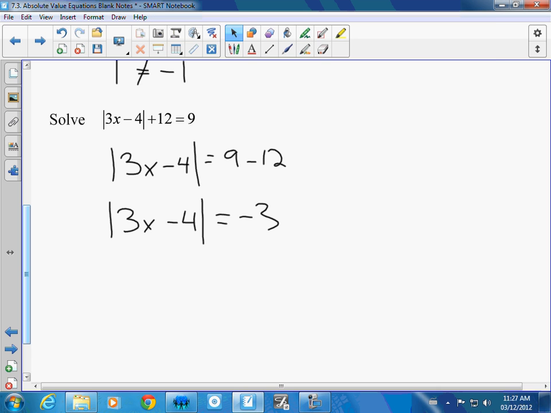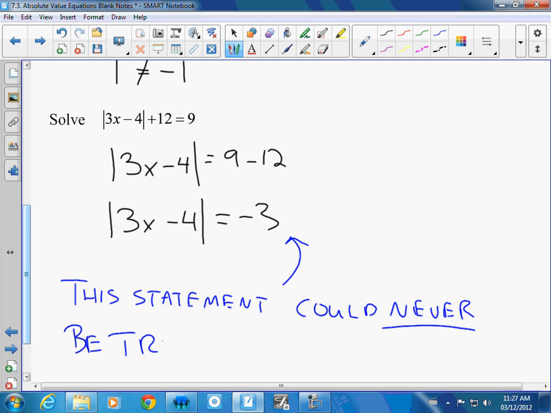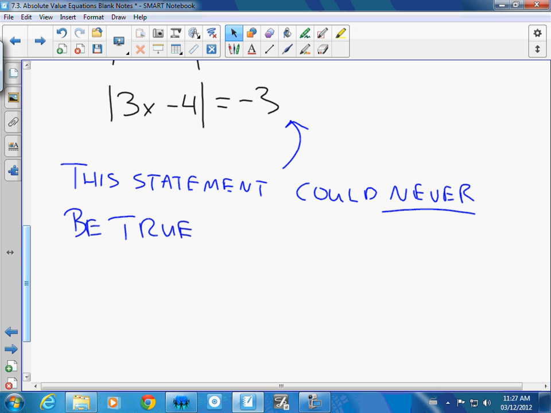So let's write something out here, so you have it for your notes. This statement could never be true. So in other words, there is no solution.